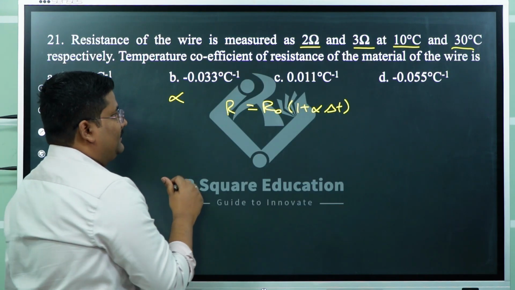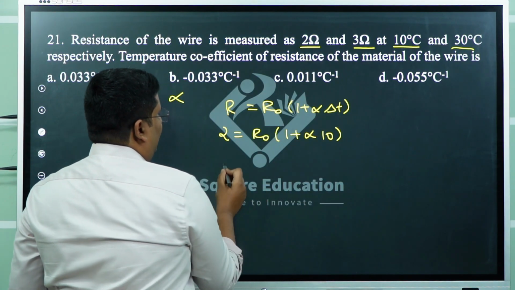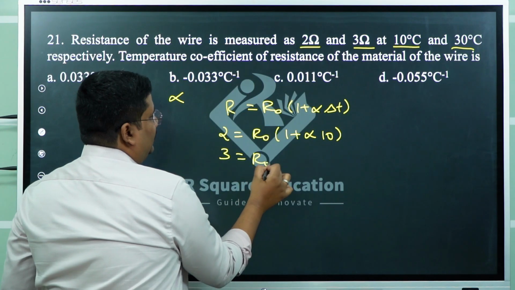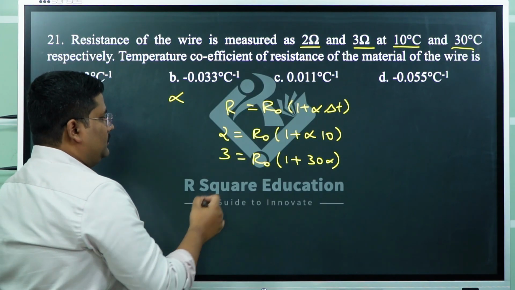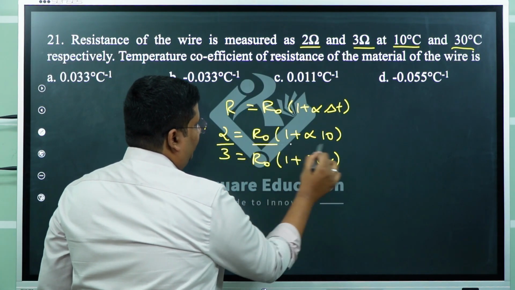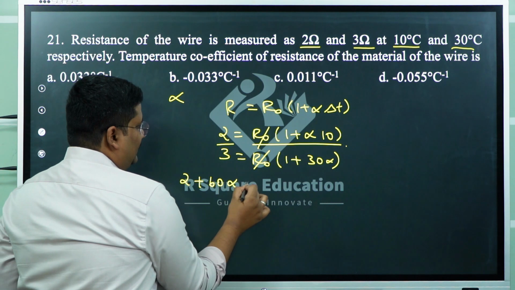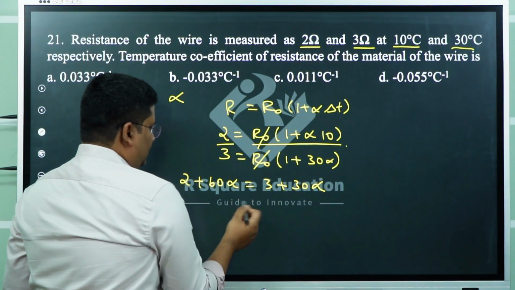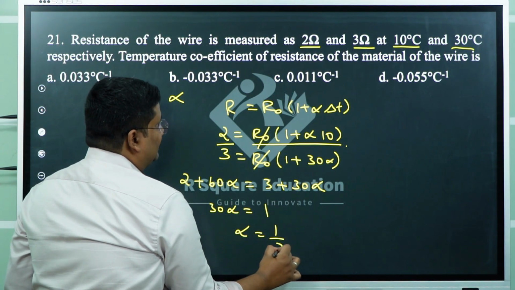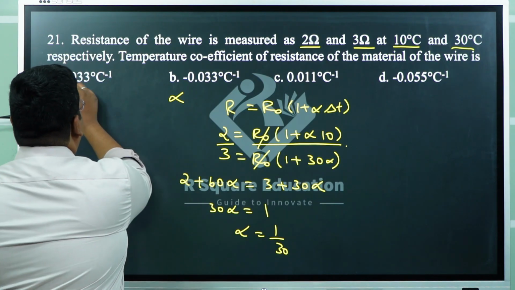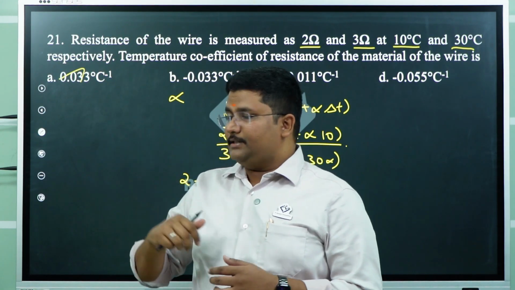So let us first consider the first case. 2 is equal to R naught into 1 plus alpha into 10 degrees, and 3 ohms is equal to R naught into 1 plus 30 alpha. When you take the ratios, R naught cancels. So you will have 2 plus 60 alpha is equal to 3 plus 30 alpha. So 60 minus 30 becomes 30 alpha, and 3 minus 2 becomes 1. So alpha is going to be 1 by 30, which is 0.033 per degree Celsius.